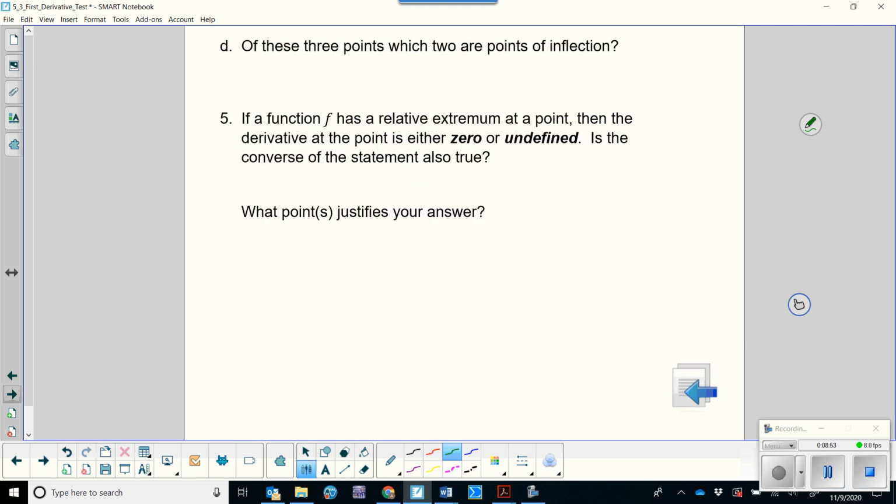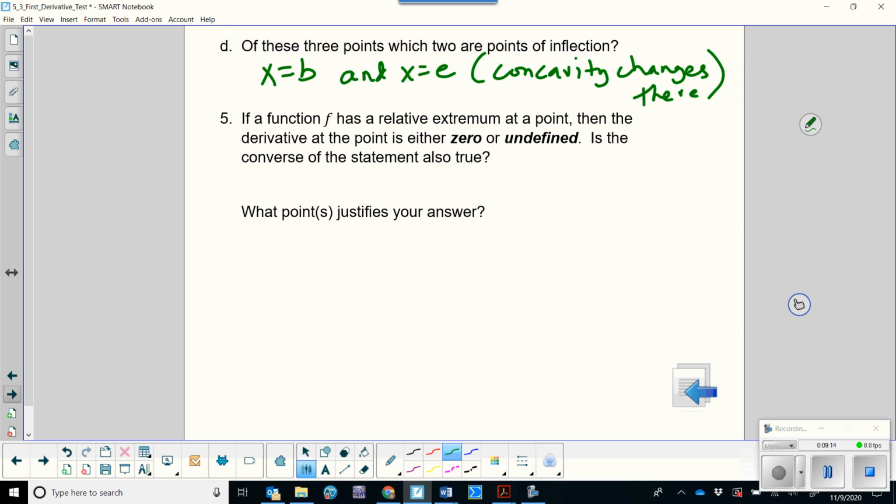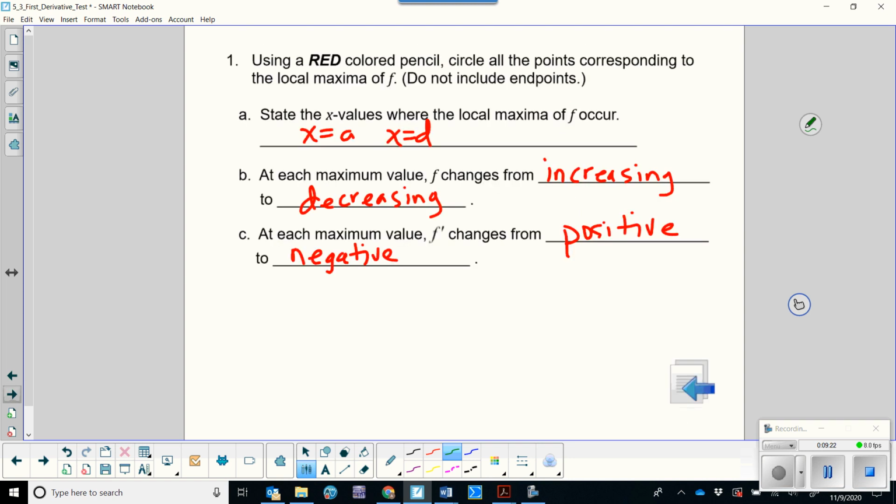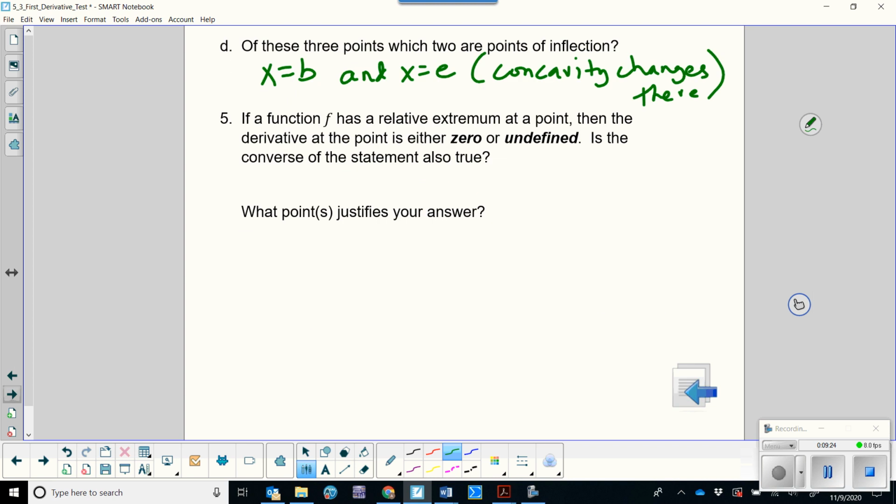Now, of these 3 points, which 2 points are points of inflection? Points of inflection mean where the concavity changes. So that was x equals b and x equals e, and that's because concavity changes there. At D, we did not have a concavity change. If you look back at that point, it was concave up on both sides, so it is not a point of inflection. So those are some terms that we're getting to. We'll define them a lot better here soon.